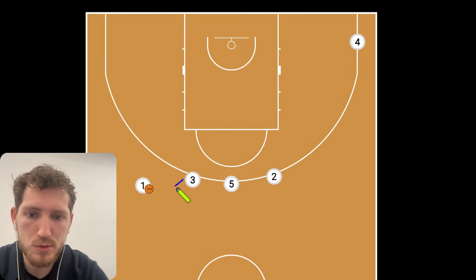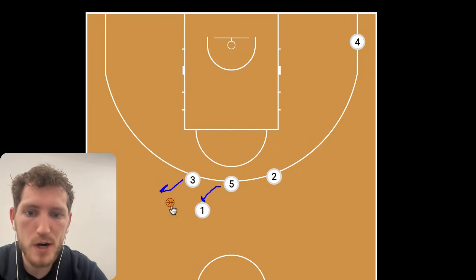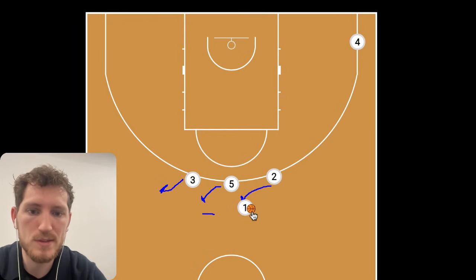So right here we have number 3 setting that first initial screen, right? Number 1 has the basketball. They're coming off that screen. Then number 5 steps in for a second screen, right? And number 2 steps in for the third screen, right? And we're usually about right here. It didn't seem like he was going much further than that.